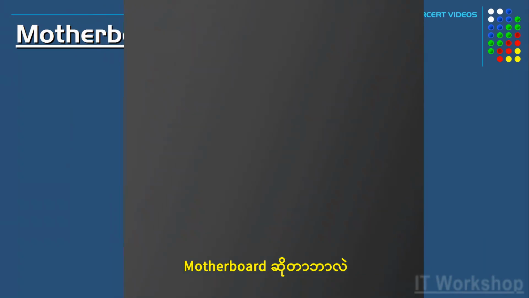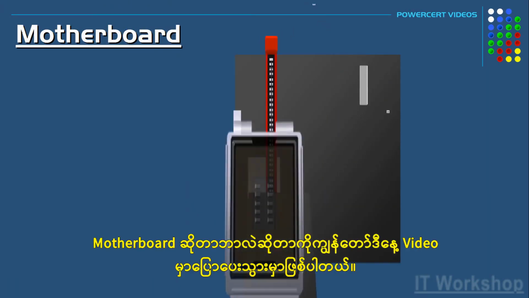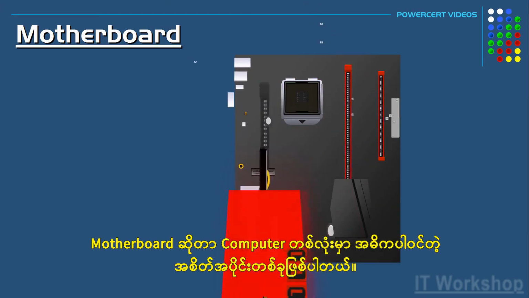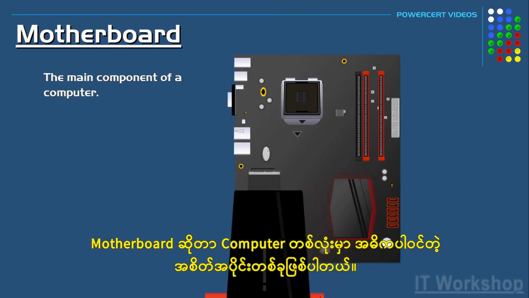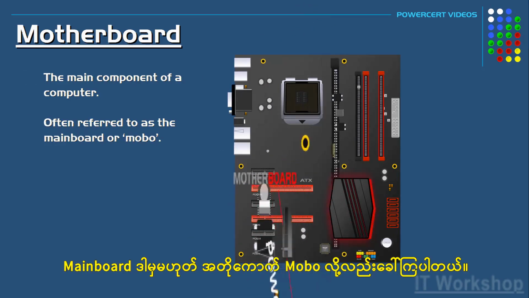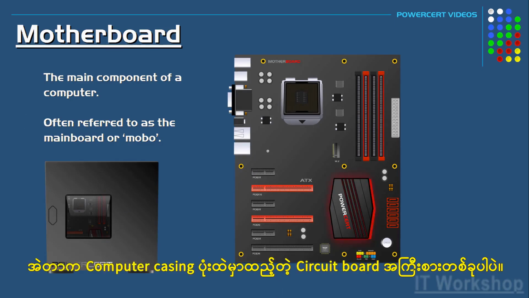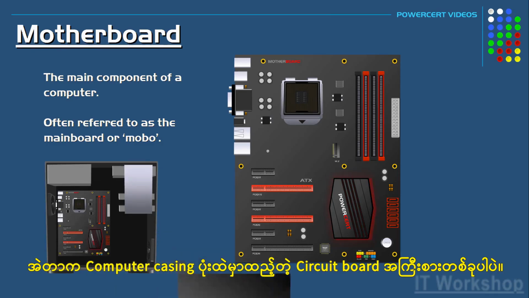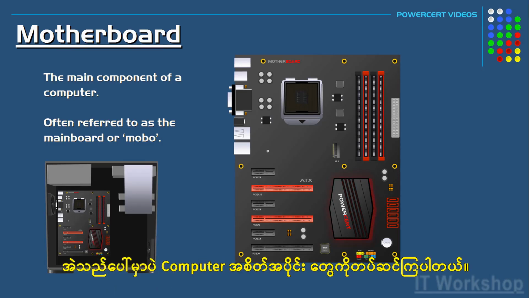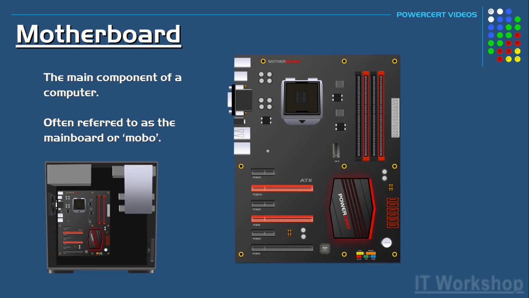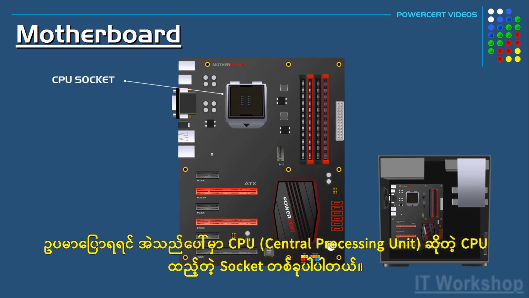What is a motherboard? So that's what we're going to talk about in this video. Now, the motherboard is the main component of a computer. It's often referred to as the main board, or MOBO for short. It's basically a large circuit board that fits into the computer case, and it's where all the computer components connect to. So for example, there's the CPU socket.